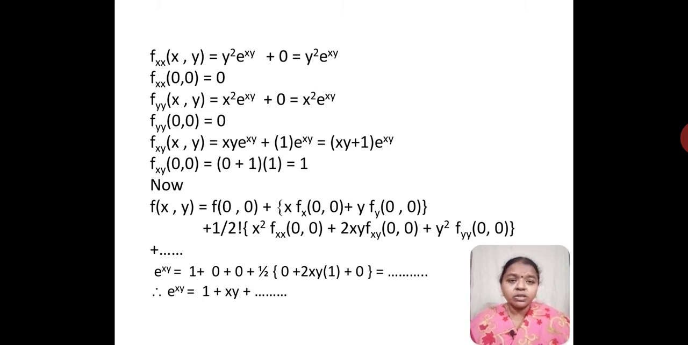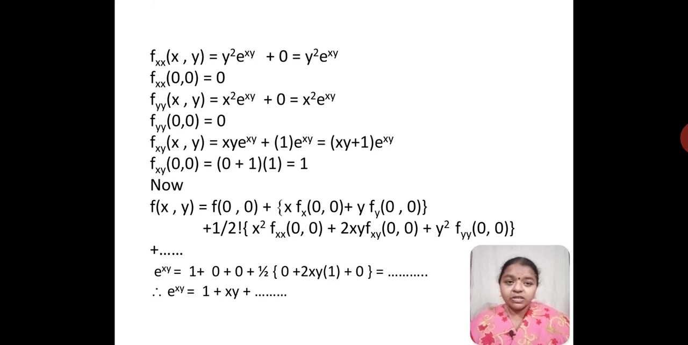Next what we do is, we put x is equal to 0, y is equal to 0. Hence, fxy of 0 comma 0 is equal to 0 plus 1 into e raised to 0. We all know e raised to 0 is 1. So, 0 plus 1 into 1 is 1. Now, let me substitute the formula.